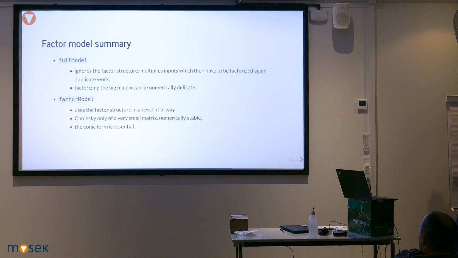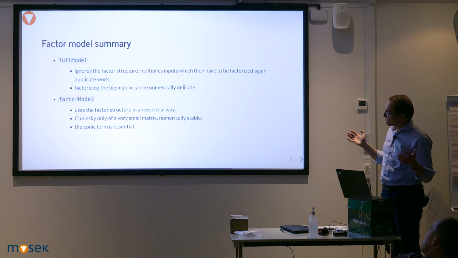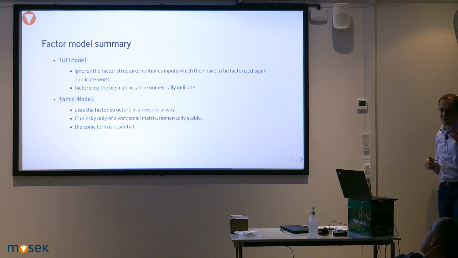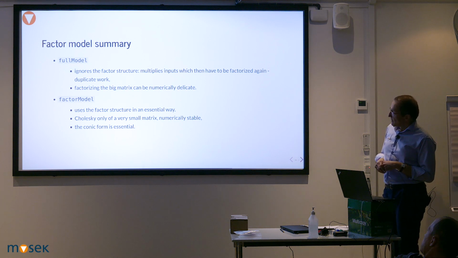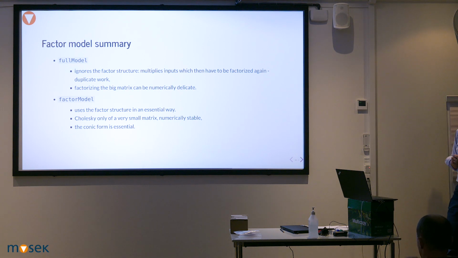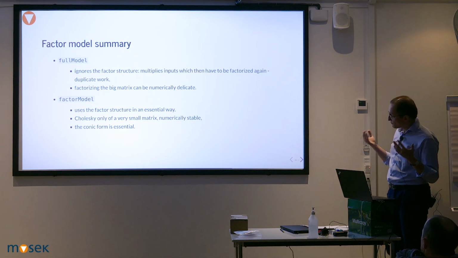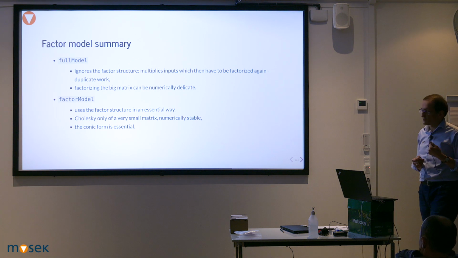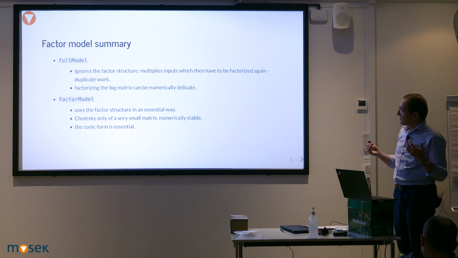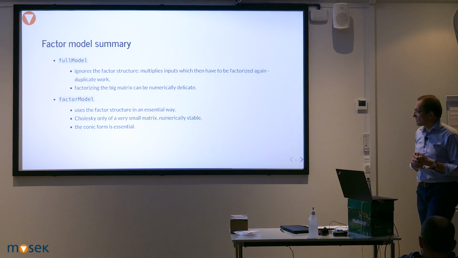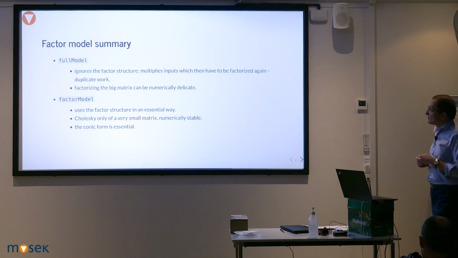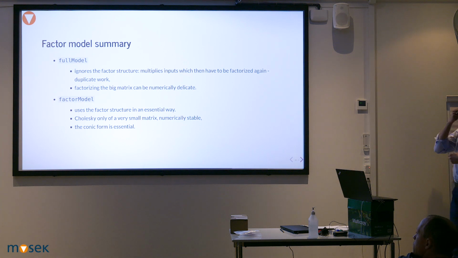Okay, so the quick summary of this is that we made this full model where we multiplied all the data together into the sigma matrix, which then had to be factorized again, either by ourselves, or by CVXPY, or by the solver if it was another type of input. And this factorization can be problematic, but even more problematically, we created a very dense problem that takes a lot of time to solve. Whereas with the factor structure, we were able to use it ourselves to create a much smaller version of the problem.